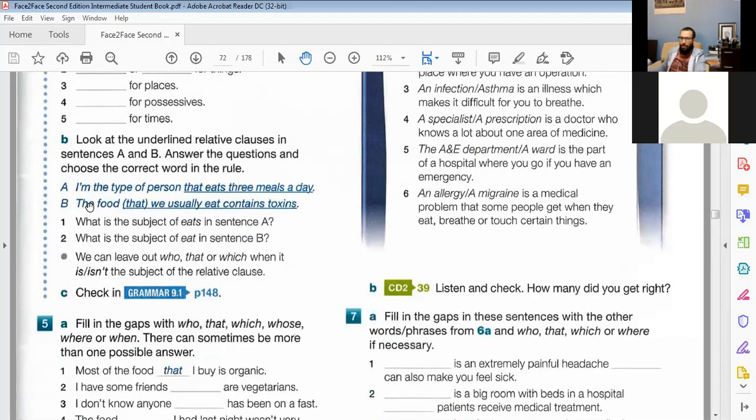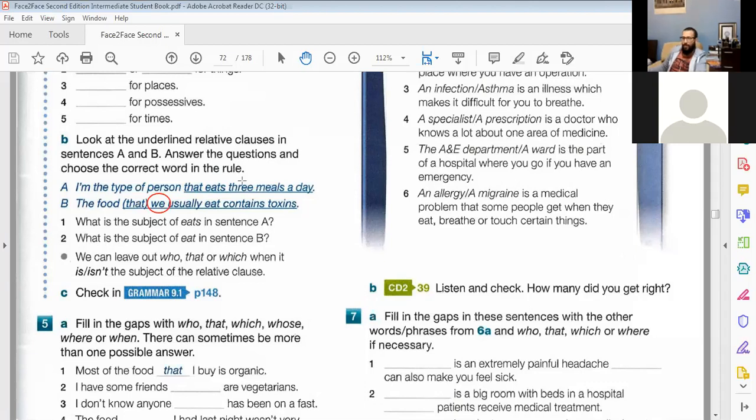We also talked about the two examples when the relative clause is optional, when it's not the subject of the sentence, like sentence B here. So in sentence B, you can say the food that we eat usually contains toxins, because that is not the subject of the sentence. The subject of sentence B is we. In this situation, it's up to you. If you want to leave that, okay. If you want to write that, that's okay.